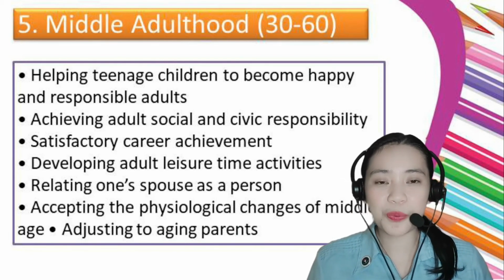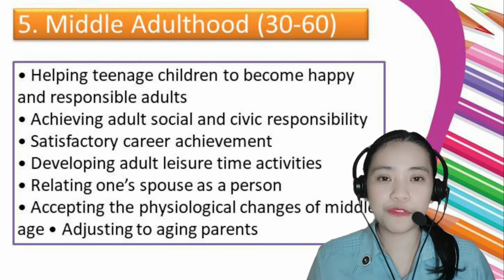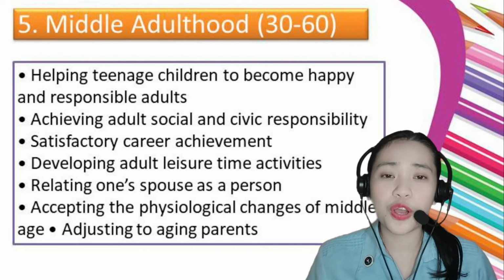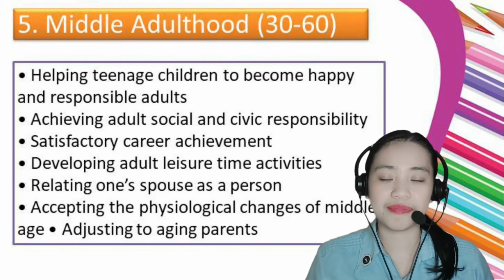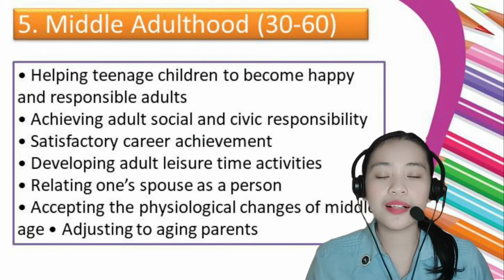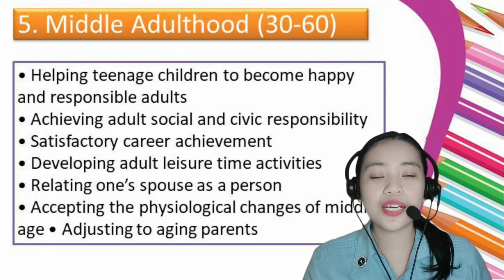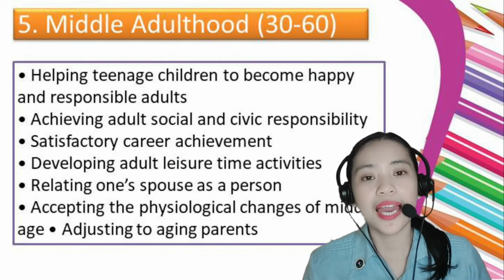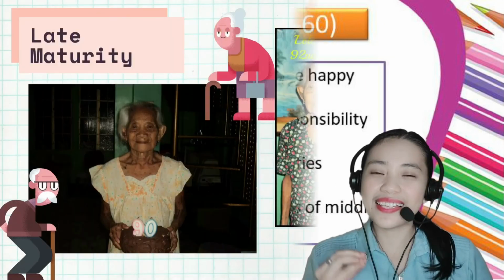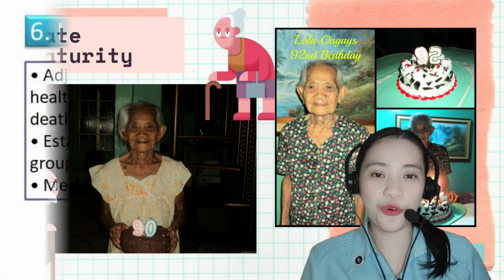Civic and social responsibility is achieved. Relationships involve one spouse or partner just as much as they involve personal attitudes. There are adjustments made for physical and psychological changes of middle age while a transition to becoming a parental caregiver is often required. The sixth stage is the late maturity, ages 61 and over.